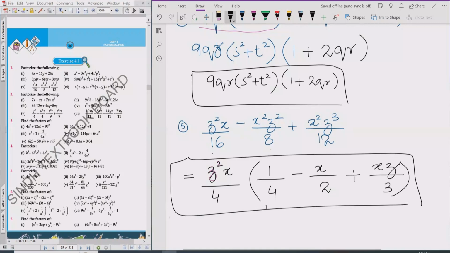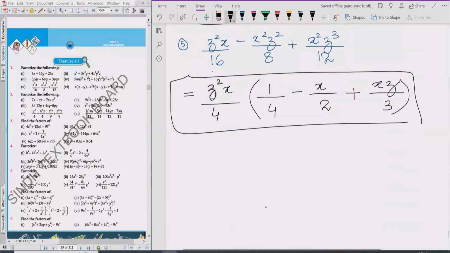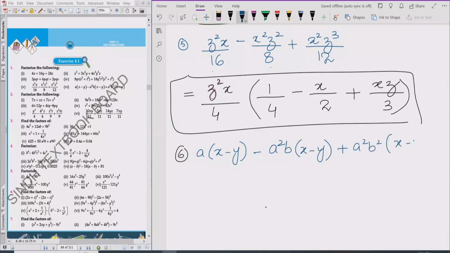Now we will solve question number 6, which is the last question. Question number 6 is a times (x minus y) minus a squared b times (x minus y) plus a squared b squared times (x minus y), right?